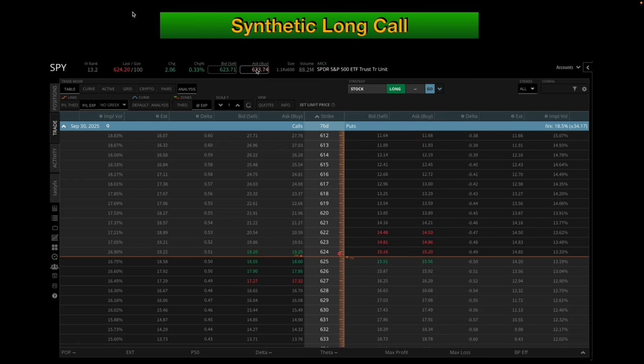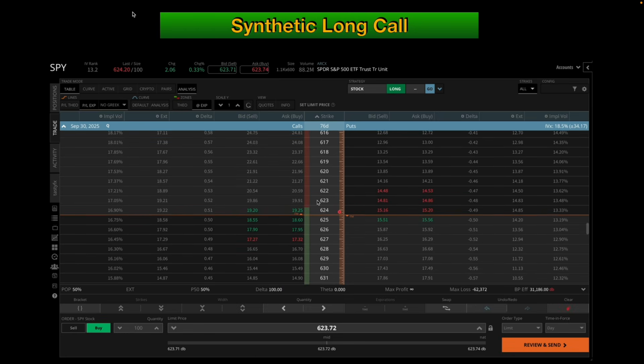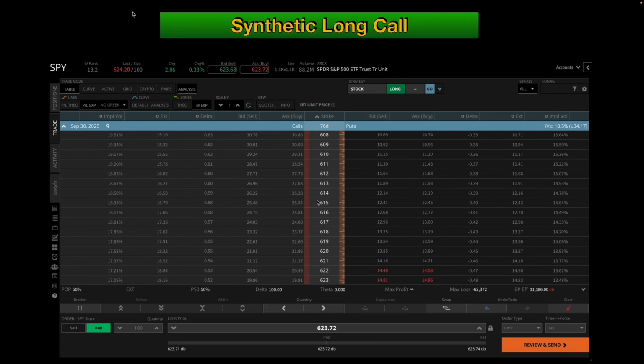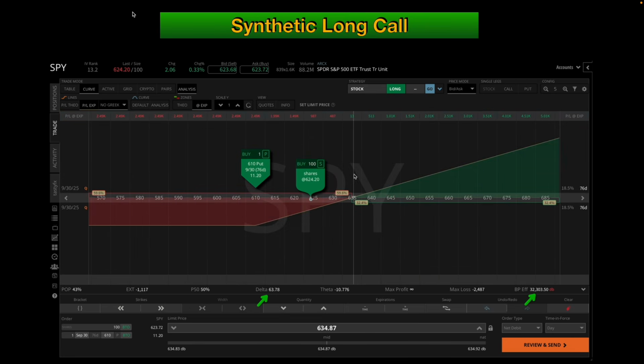And I want to see what would happen if we bought a protective put further out of the money. And what call would we need to purchase in order to replicate that trade to make it synthetically the same? So if I bought 100 shares at the market and I decide I only needed protection at the 610 strike and below, that position would give us positive delta of 63.78. And again, our buying power effect would be significant. It'd be reduced by a little over $32,000. And if I bring up the P&L graph here, we're going to notice profit again is unlimited to the upside, and loss is limited to the downside, this time to the tune of $2,487.